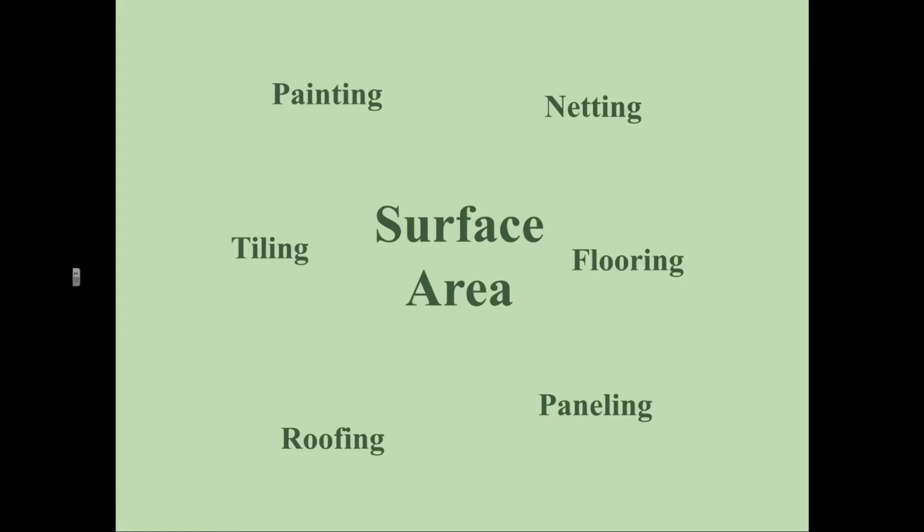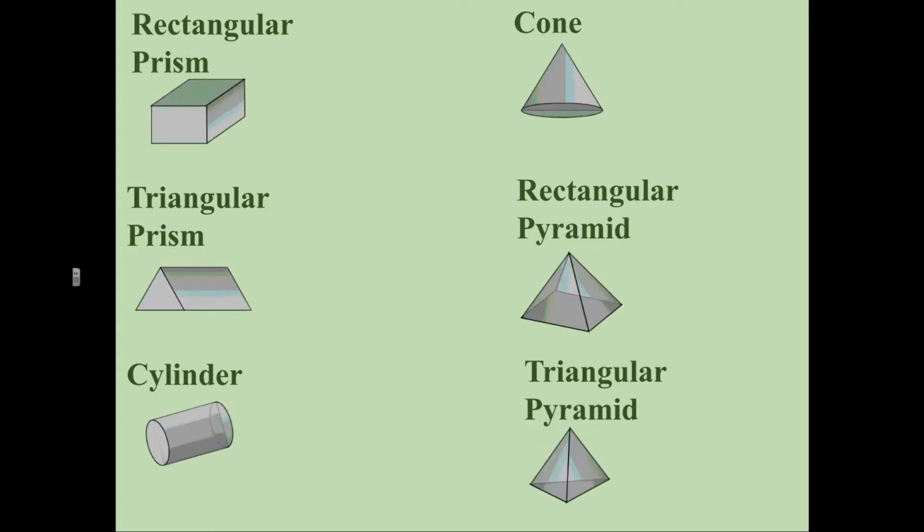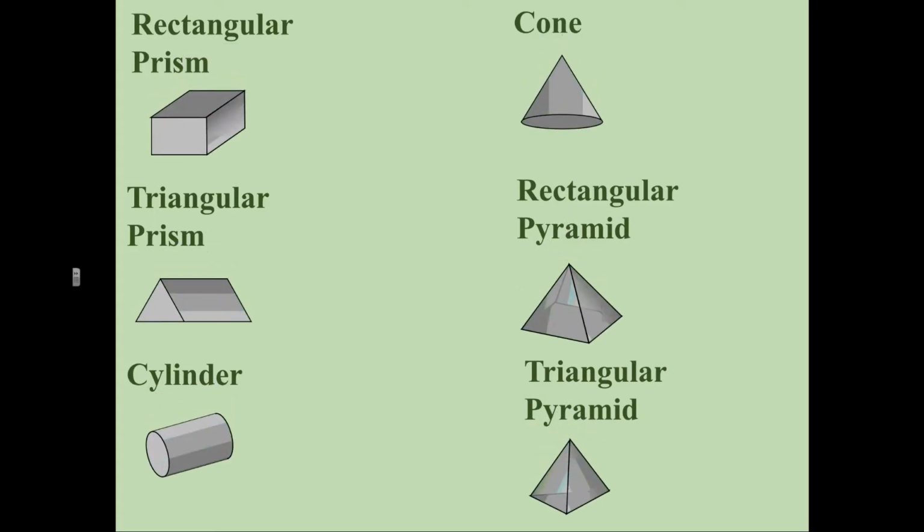When painting, tiling, roofing, netting, flooring, or paneling, all of these would include calculating surface area before purchasing materials. Today's episode is based on painting, netting, and roofing. So we'll start with the basic shapes. These are the shapes that we regularly use in geometry.